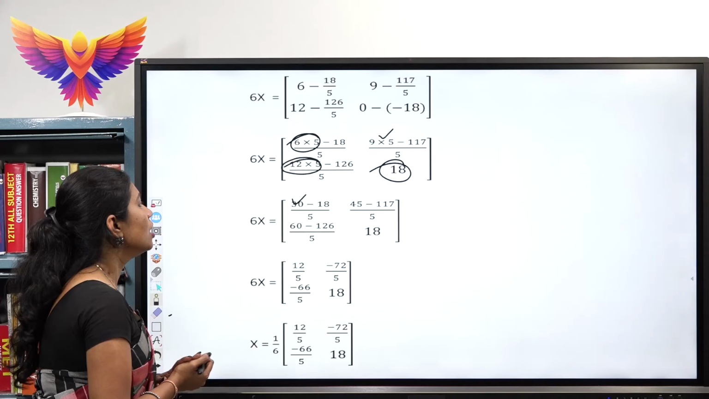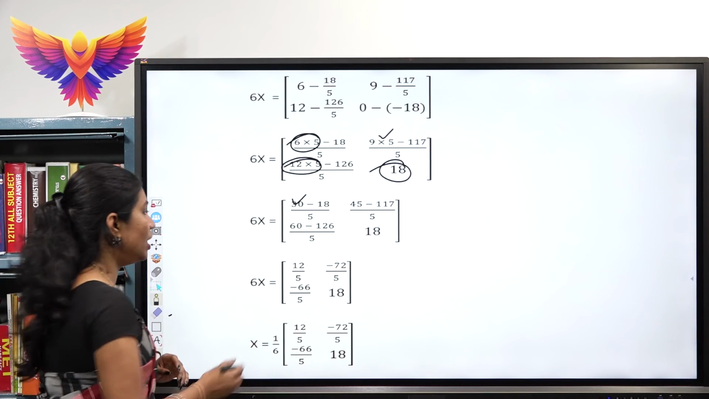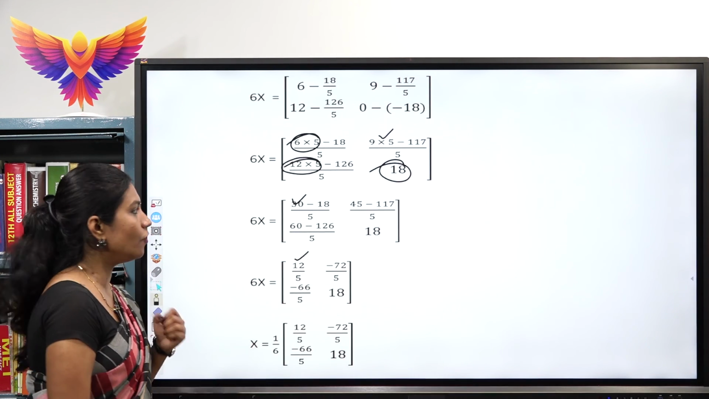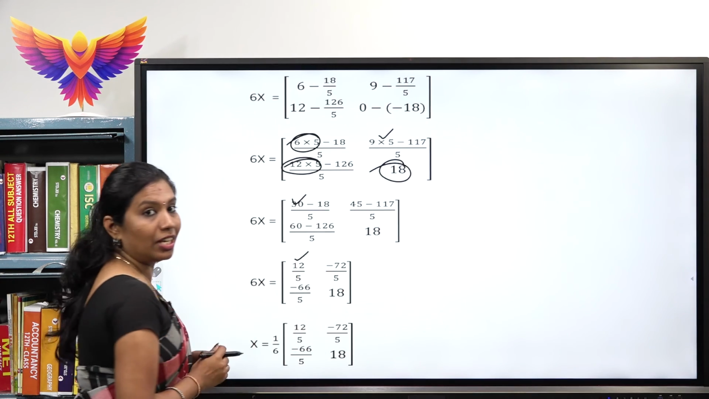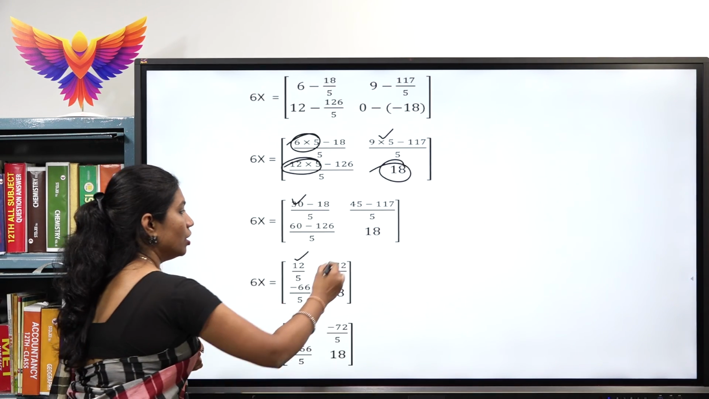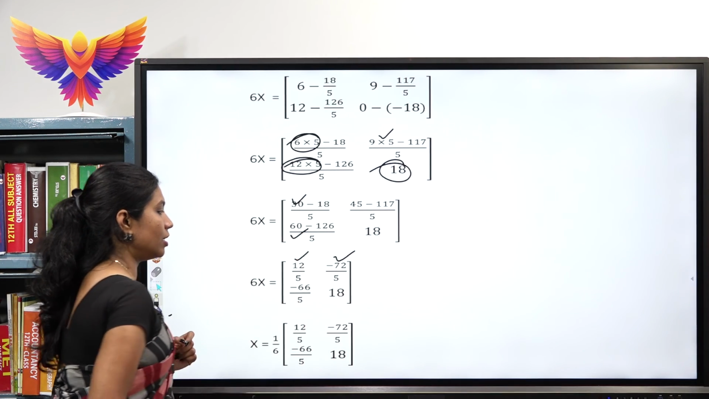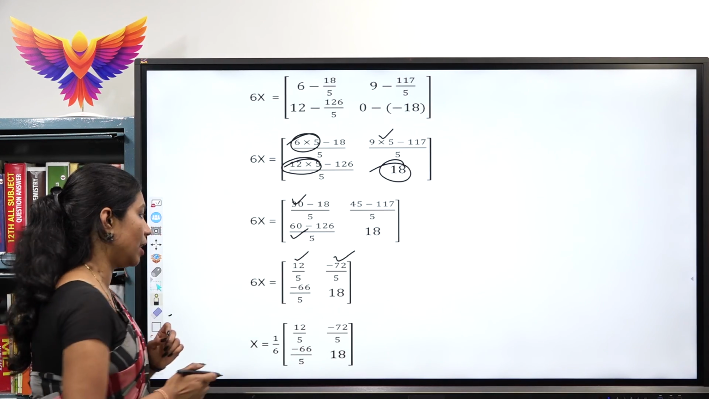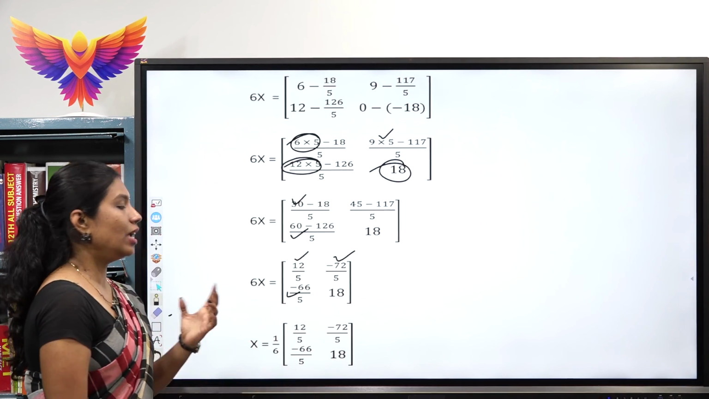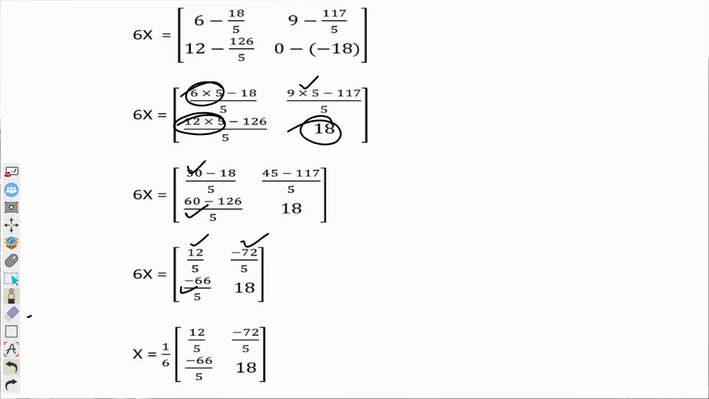Further simplification. So, 30 minus 18 will be 12, which will be 12 over 5. 45 minus 117 will be minus 72, so minus 72 by 5, and 60 minus 126 will be minus 66 by 5 and the same way 18 will be left out as 18 itself.